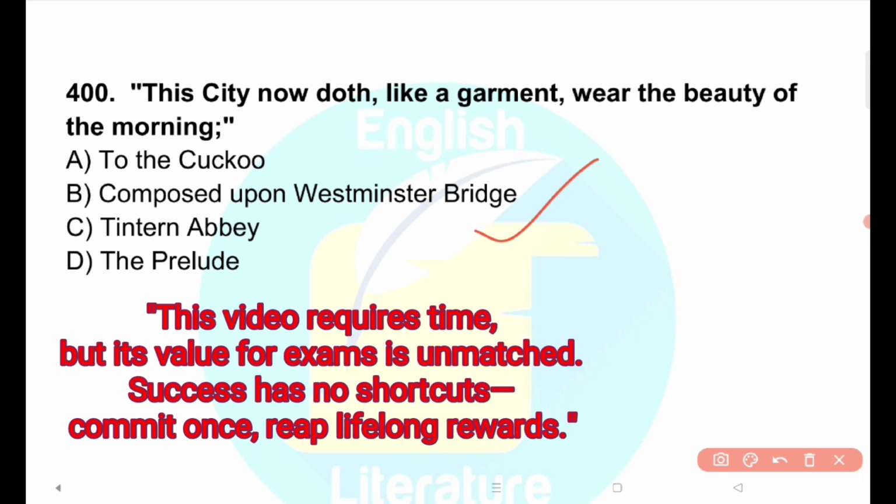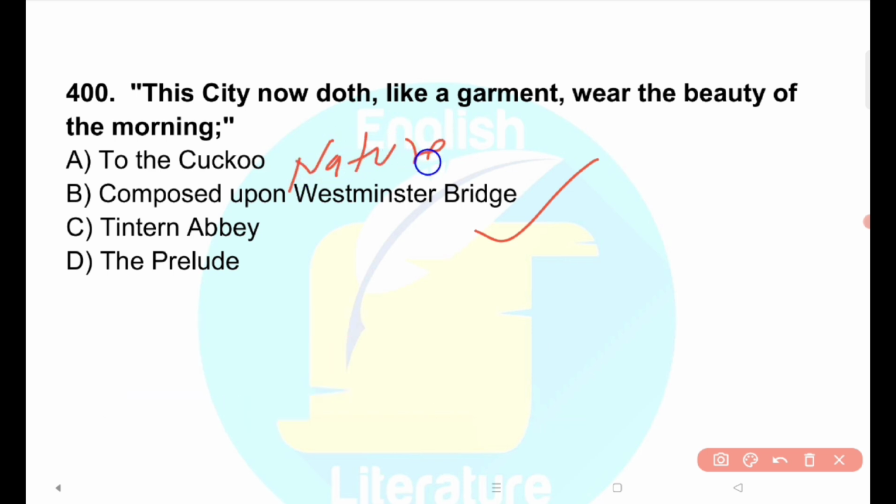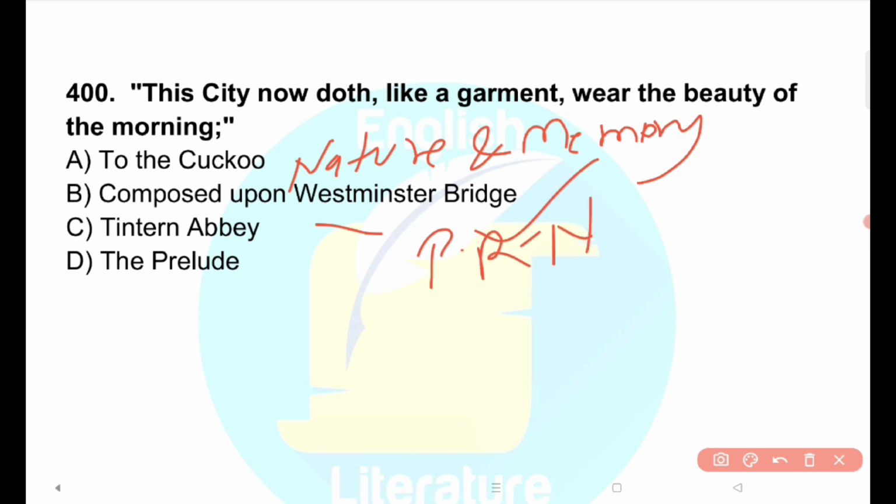To the Cuckoo, a poem about nature and memory. Tintern Abbey focuses on personal reflection and nature. The Prelude, autobiographical and philosophical.